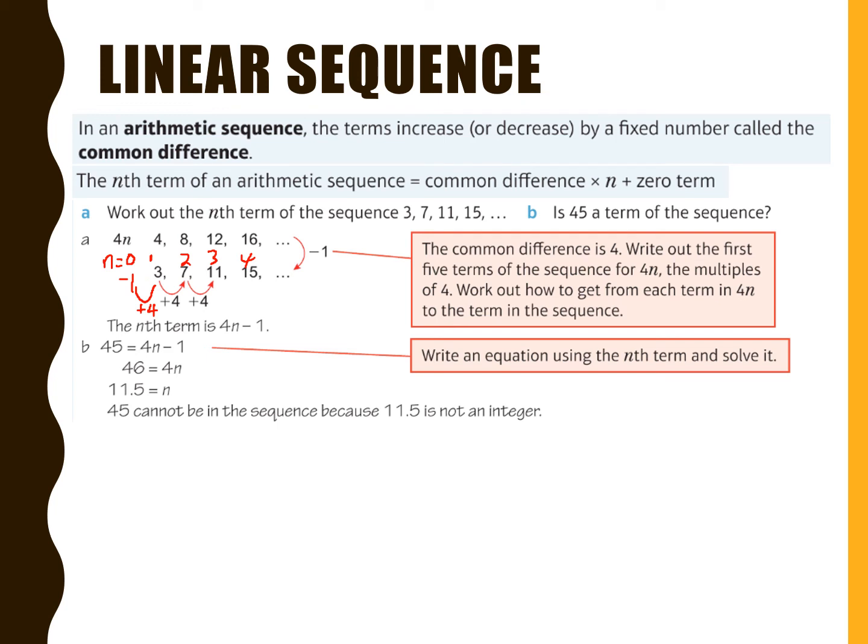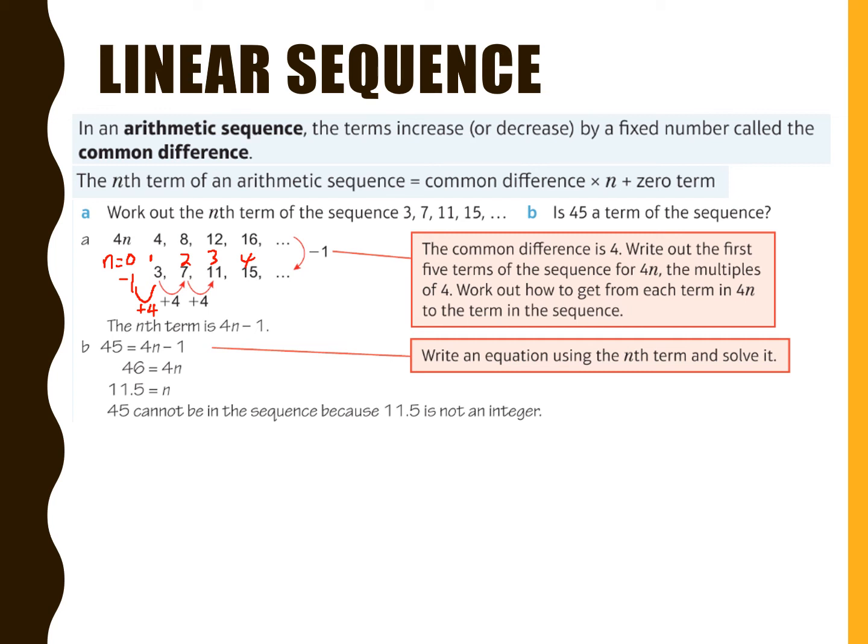Okay, and then it says, is 45 a term of the sequence? So we're trying to check now, yeah? This is called mathematical proof. You're trying to see, using the formula, if 45 is a term in the sequence. So you do 45 equals 4n minus 1.